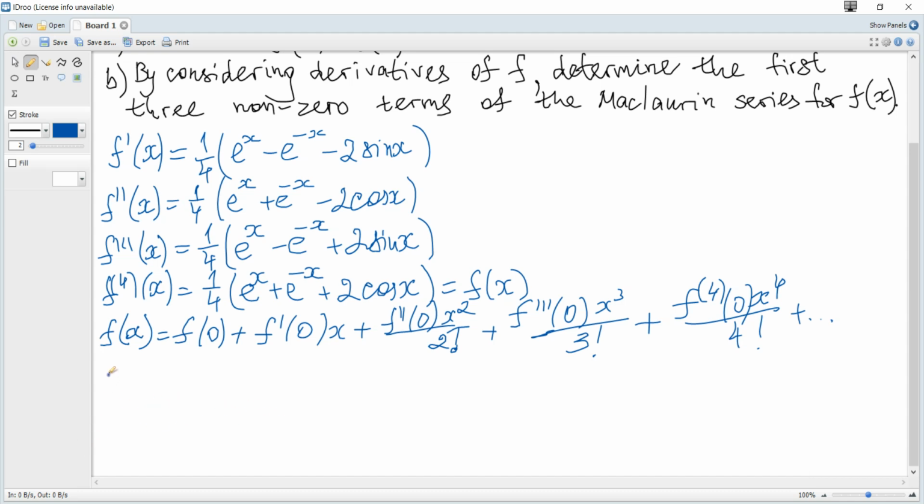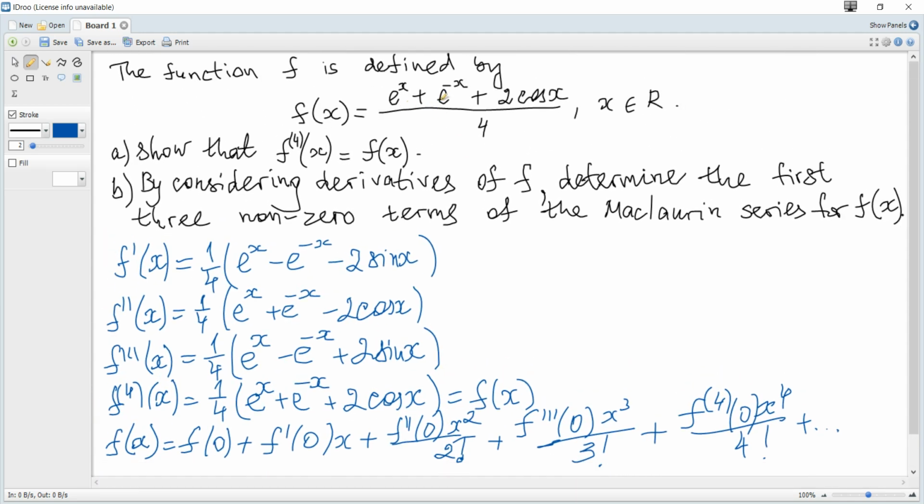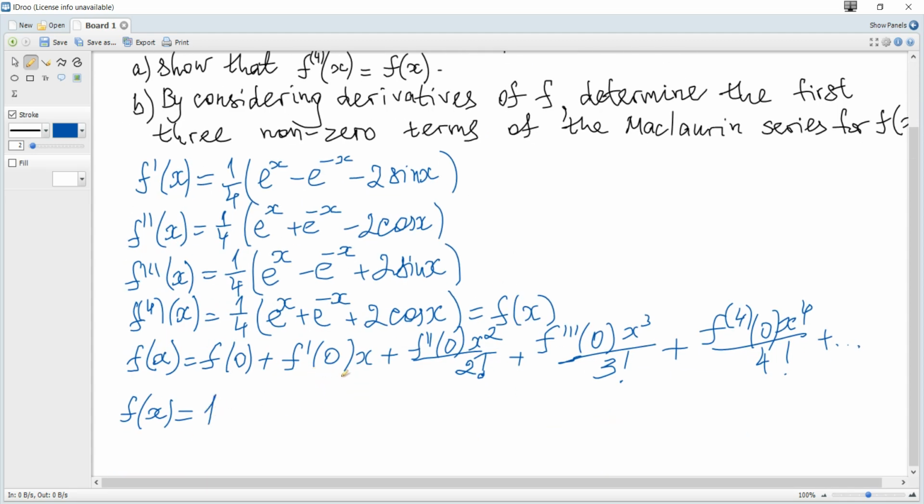and hence f of x is equal to f of 0, which is 1 plus 1 plus 2 over 4, it's 1. Plus the first derivative at 0, we can see that it's 1 minus 1 minus 0, which is 0. The second derivative is 1 plus 1 minus 2, which is 0. The third derivative is 1 minus 1 plus 0, which is 0.